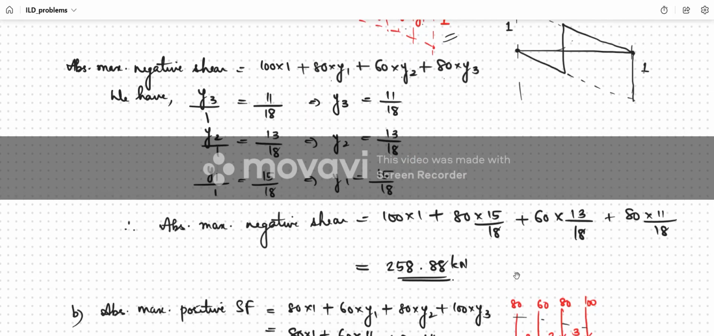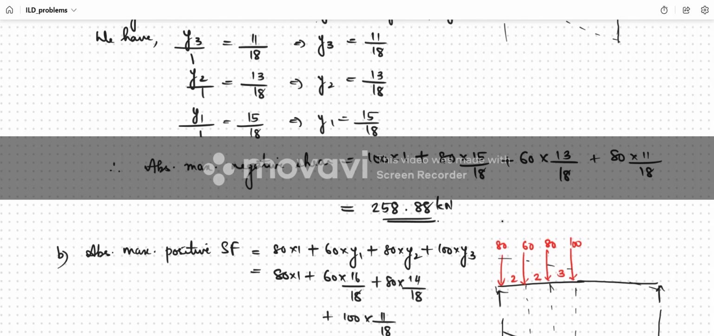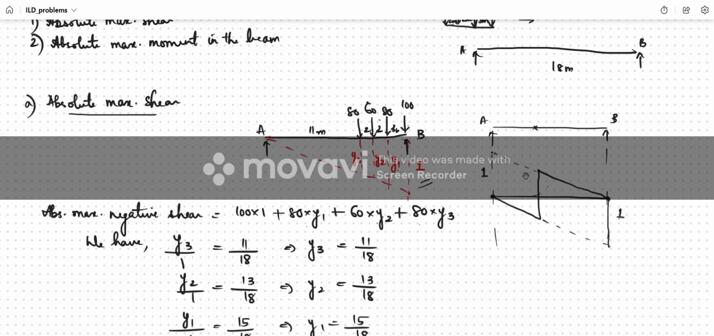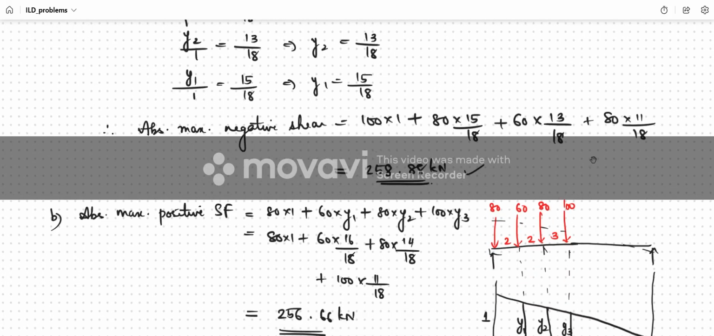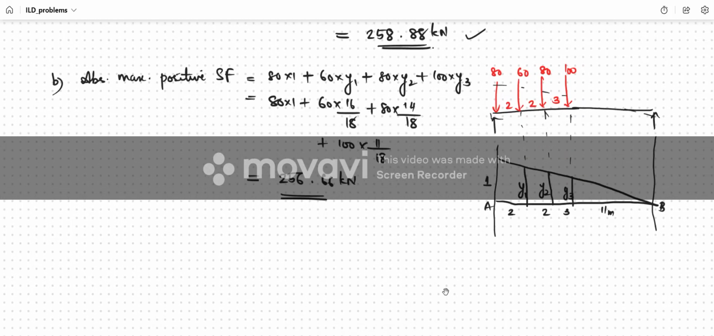Once you have found all the ordinates, substitute the ordinate values, and you get 258.88 kilonewton as the absolute maximum negative shear. Coming to positive shear, as we saw earlier in this diagram, you have to place all the loads with the last load at A. That is how you can position. I have drawn a separate diagram showing the positioning of the loads. I have kept the last 80 kilonewton load at A, and the rest of it is spaced in such a way that you get this kind of arrangement.